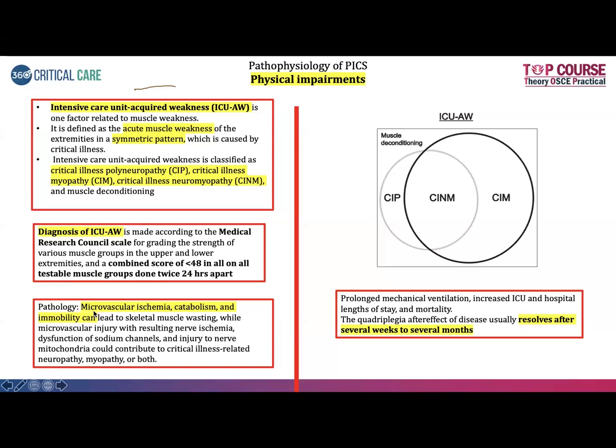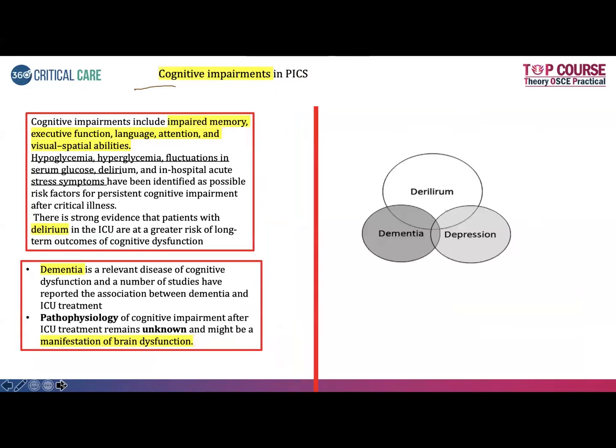Pathology, it is due to microvascular ischemia, catabolism, immobility, and it can lead to skeletal muscle wasting, microvascular injury resulting in nerve ischemia, dysfunction of sodium channels, and injury to nerve mitochondria, resulting in neuropathy, myopathy, or both. It usually takes a long time, several weeks to months to recover.